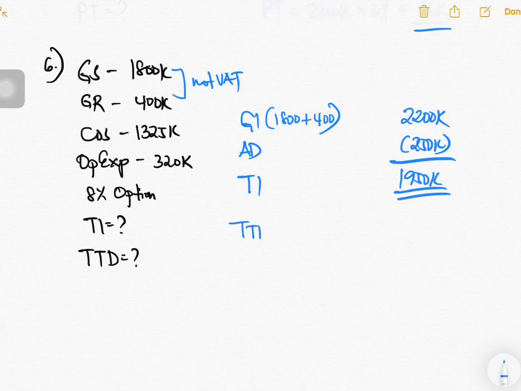And then for the total tax due, it's your taxable income times 8%. The answer is 156,000.